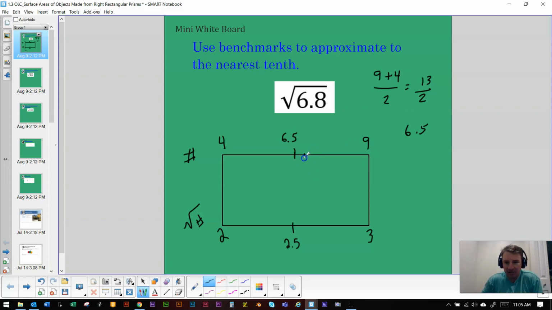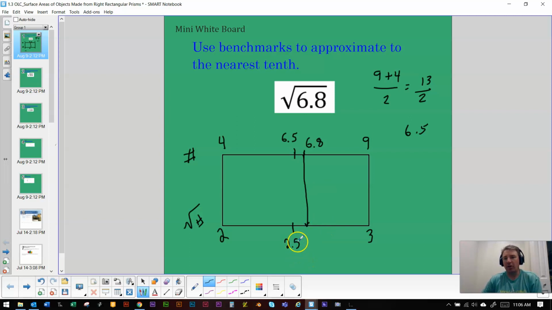So I'm going to estimate that 6.8 is right about there. Okay, so now that you've decided where 6.8 fits on the top line, you've just got to trace it down to the bottom line. Try to use as straight a line as you can.